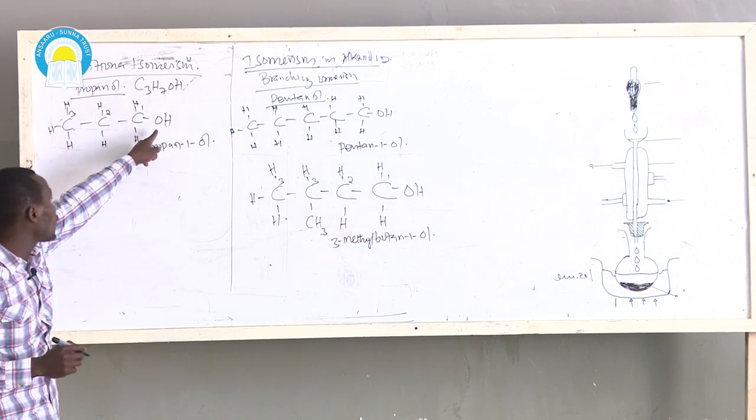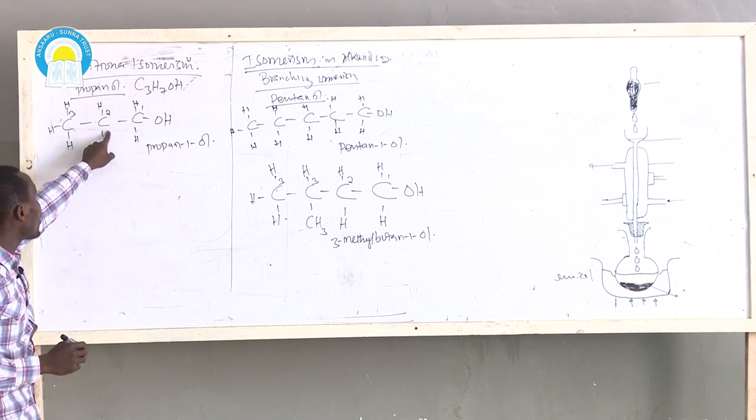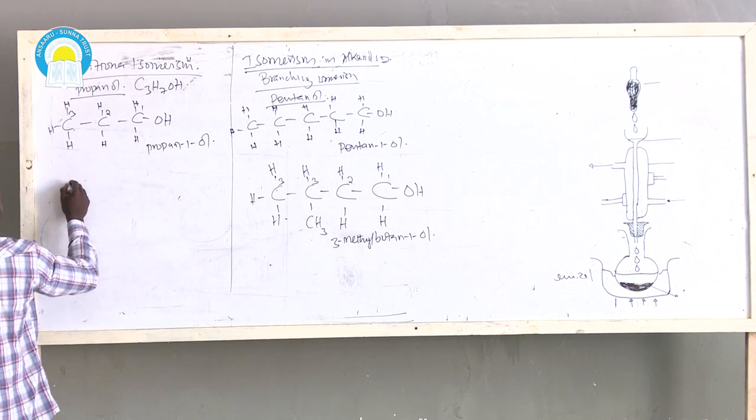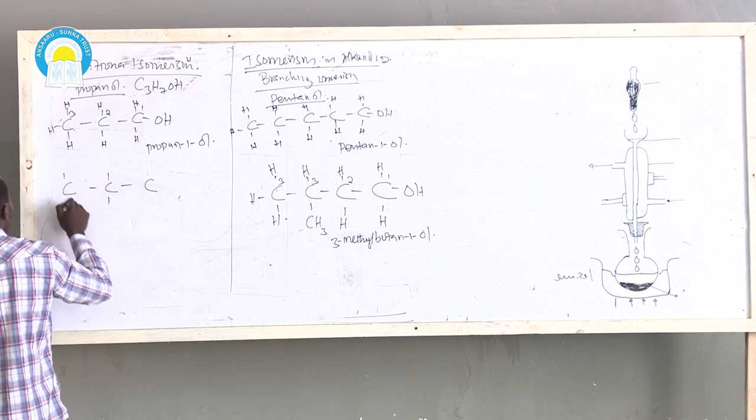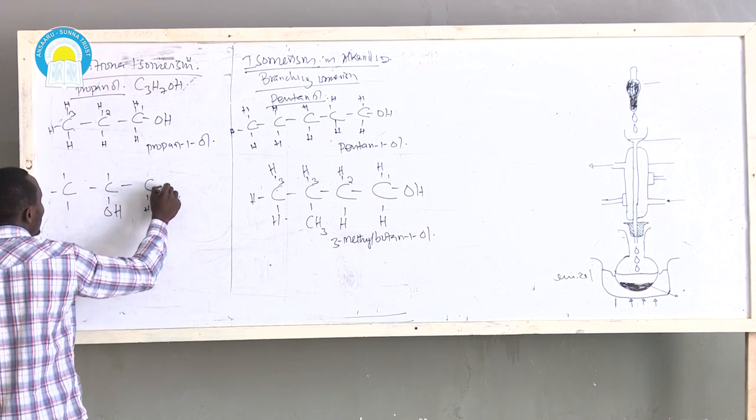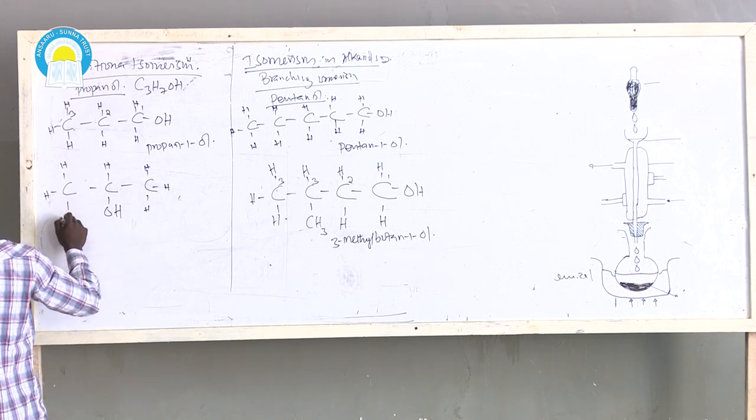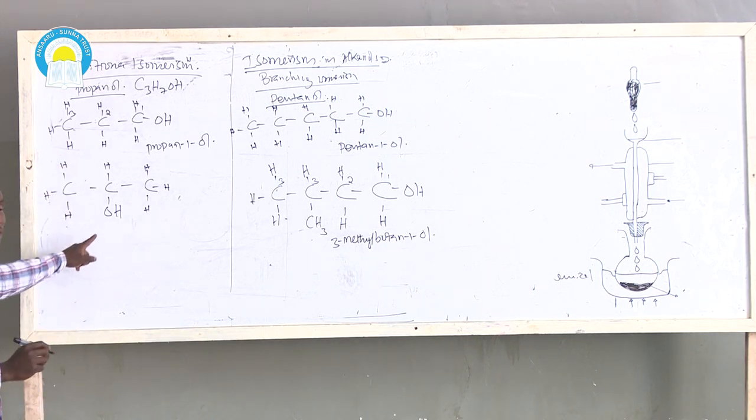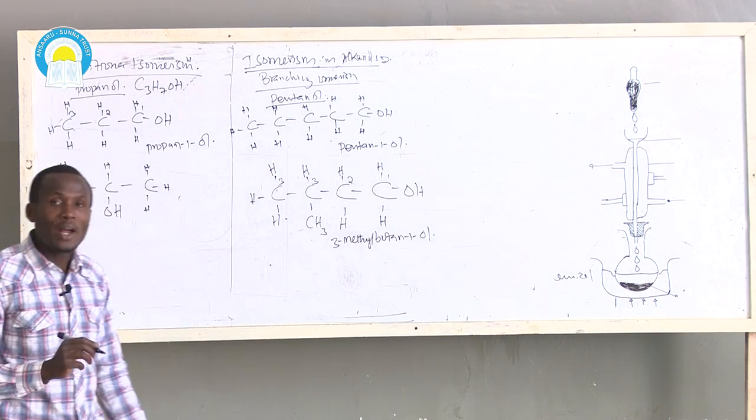But if we shift the position of the hydroxide ions and place it on carbon number 2, with the structure of carbon number 1, carbon number 2, carbon number 3. So we have this one here, we place the OH there, with hydrogens on the remaining bonds. Therefore, this is named as propan-2-ol.